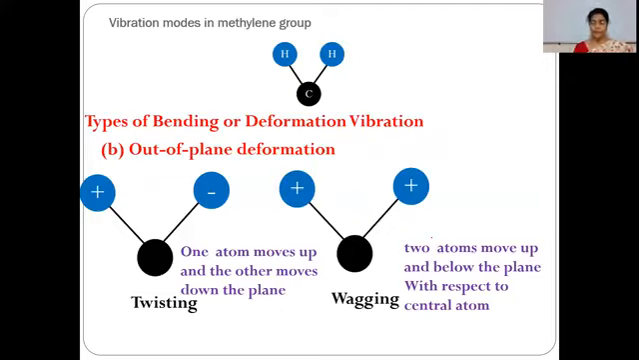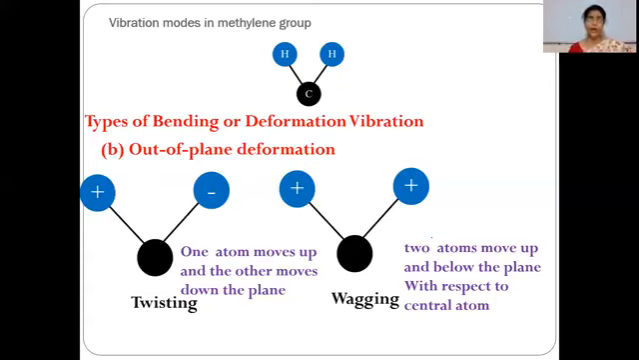When two atoms with respect to the central atom move at one time upside of the plane and second time downside of the plane, similar movement above and below the plane, this is known as wagging vibration. When one of the atoms with respect to the central atom moves above the plane and the other moves down the plane, this is known as twisting. Just like if we are going to twist a band.